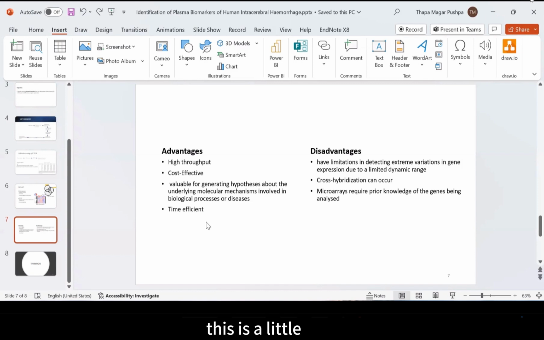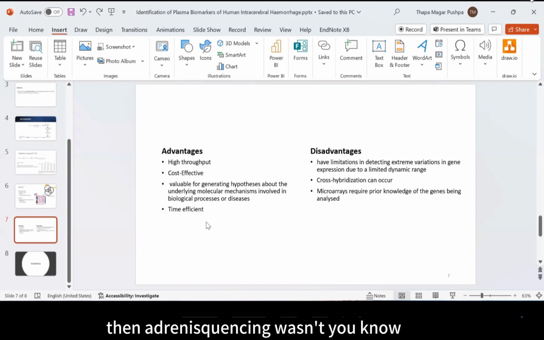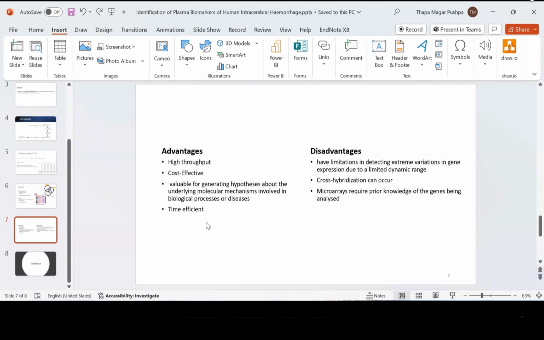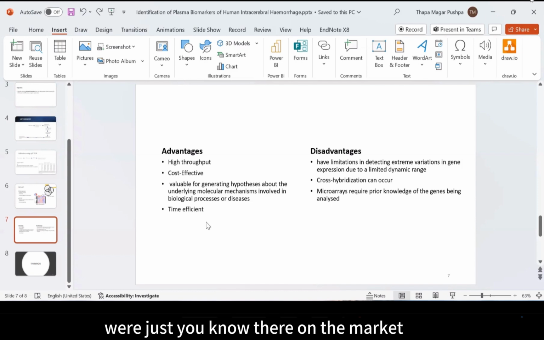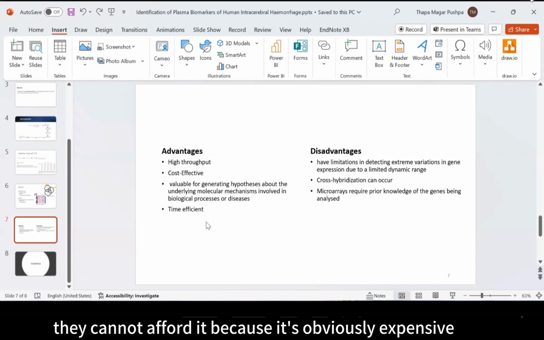To be honest, this paper dates back to 2016. So back then RNA sequencing wasn't as available as microarray. At the time when they did this research, RNA sequencing was just on the market, but obviously they could not afford it because it's expensive.